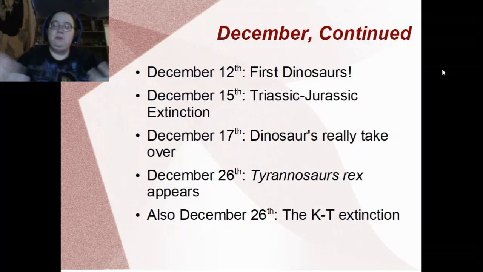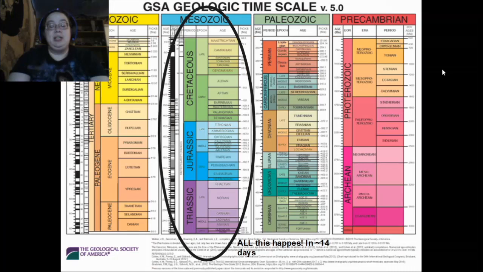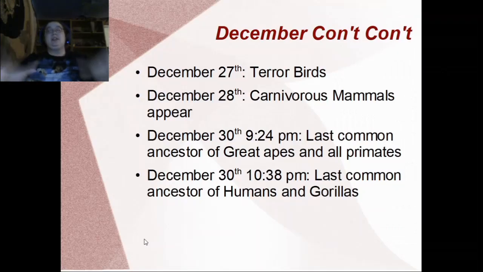Wow. 2 weeks. 2 weeks is all of the Mesozoic. The dinosaurs rose and fell, and mammals began to rise. So, December 27th, we get terror birds. Terror birds are the last bastion of pretty much the dominance of Dinosauria in the end of the Mesozoic into the beginning of the Cenozoic.